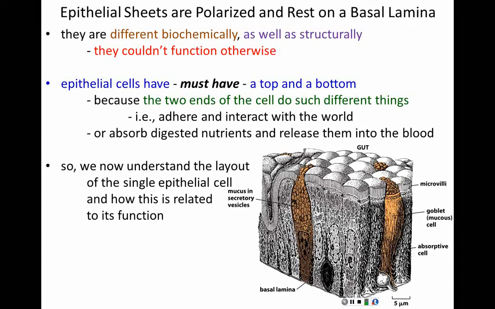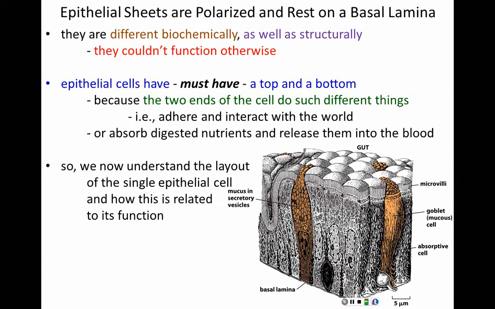So hopefully now you're pretty comfortable with the layout, the structure of a single epithelial cell sheet, the single epithelial cell. You know that it's polarized. You know that it's got an anchoring side at the basal side. You know how it's anchored. You know there's an apical end. I always think of that as the business end of the cell. It's the part of the cell that's actually interacting with the environment. You have some idea of how these sides and this polarization relates to the cell's function.